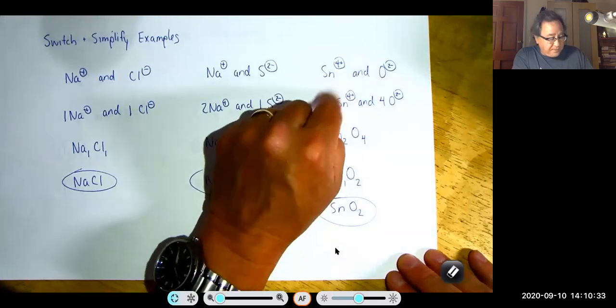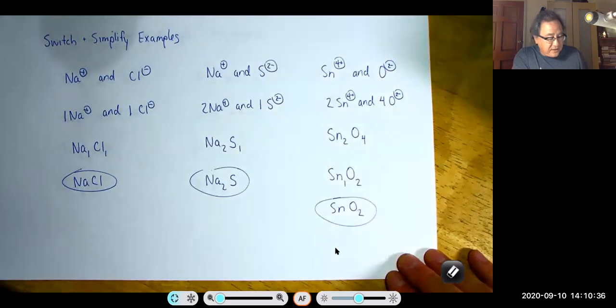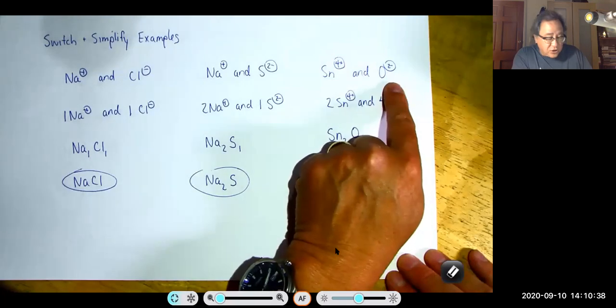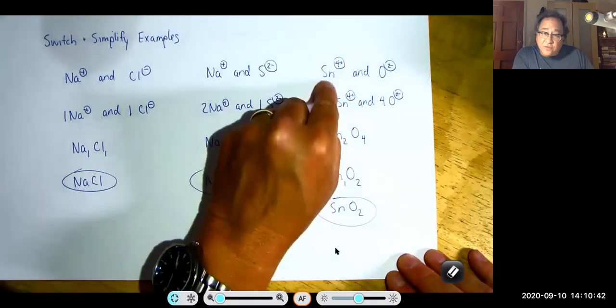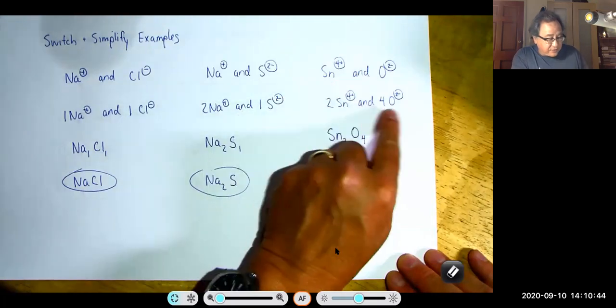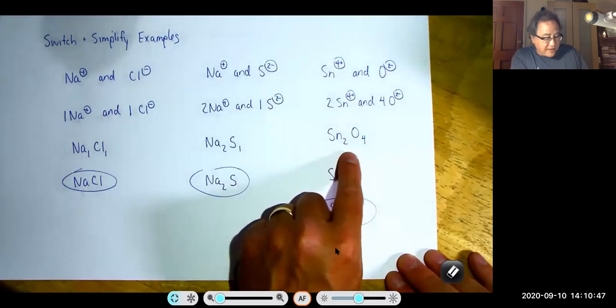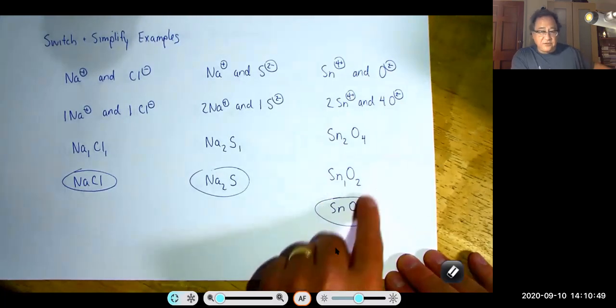Sn4, tin 4, and oxide ion. Since the oxide has a 2 charge, you have 2 tin 4s. And since the tin 4 has a 4 charge, you have 4 oxides, which becomes Sn2O4, simplifies to SnO2.